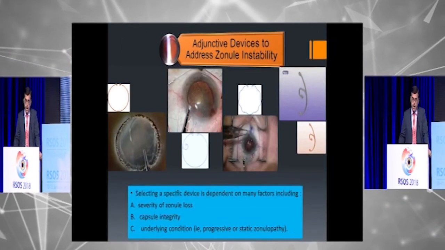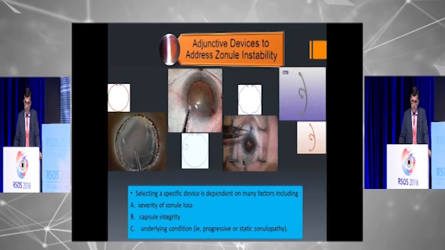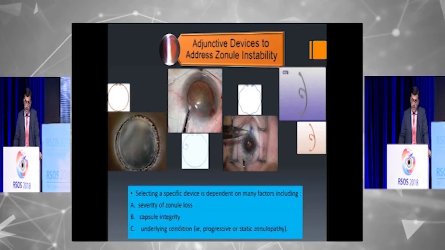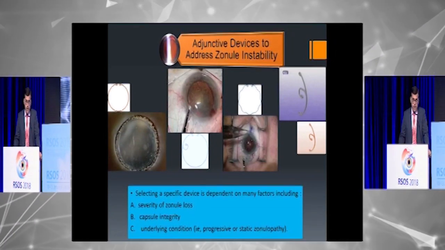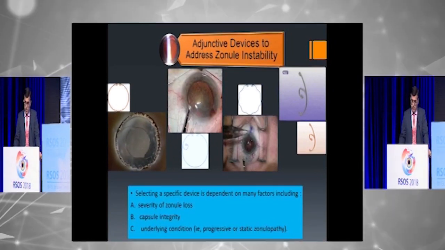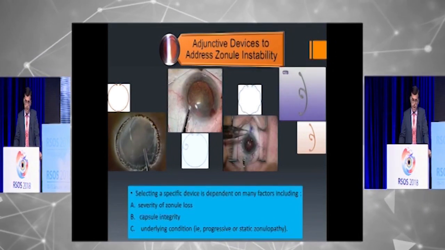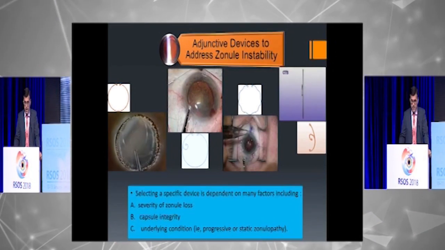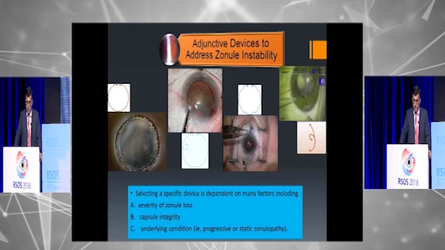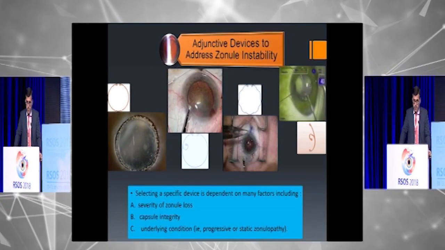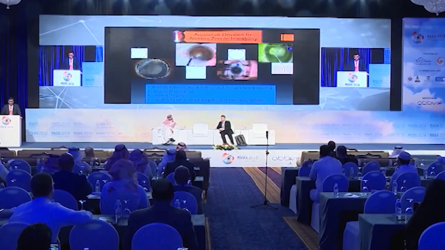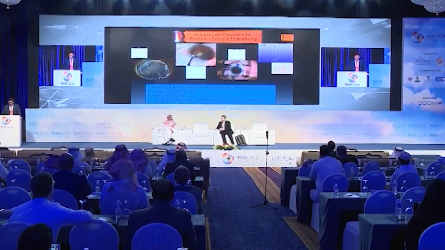The adjunctive devices to address zonular instability during phacoemulsification in patients with pseudoexfoliation include the standard capsular tension ring, Cionni ring, Ahmed segment, and capsular tension Ahmed segment. Selecting a specific device depends on many factors, including the severity of the zonular loss or dehiscence, the capsular integrity, and the underlying condition, whether it is progressive or static zonulopathy.